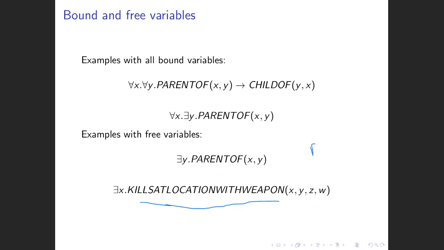Now, if you say red x, you're saying something about x. You're saying it has this property of being red. If you say kills at location with weapon, this is a verb taking 4 arguments. And in some languages like Latin, you would, what's the word, decline. You would have different declensions of each of those nouns.